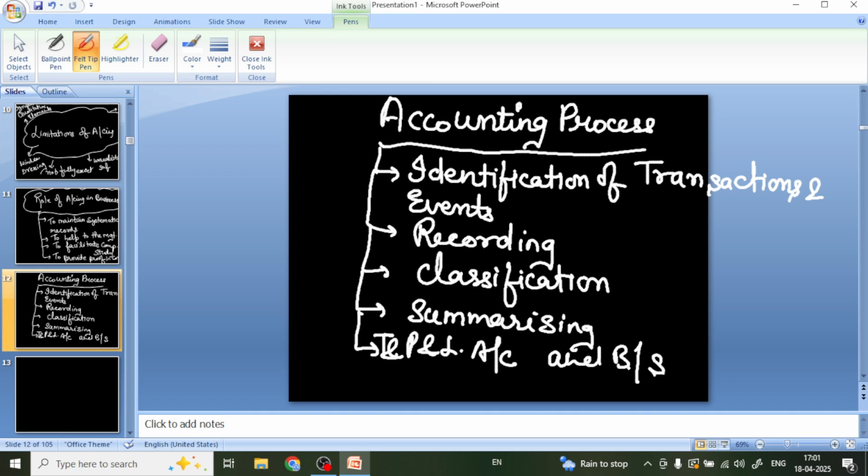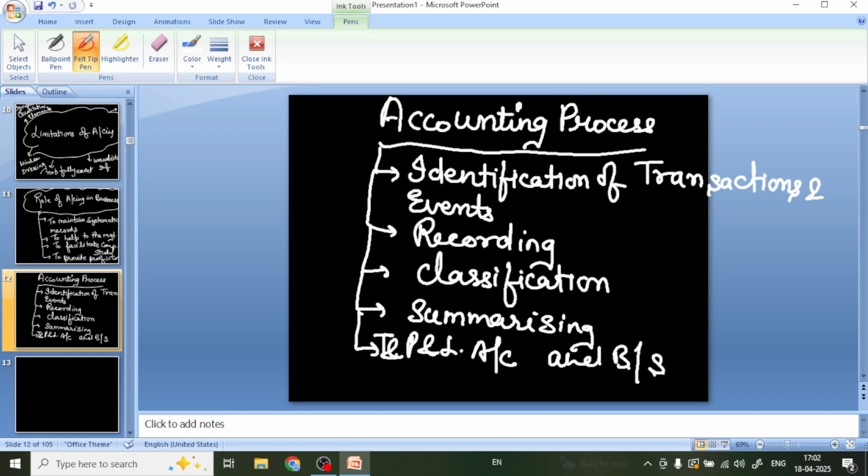You should keep in mind, in summarizing, we should prepare three accounts: trial balance, trading and profit and loss account, then balance sheet. And in financial transactions and events, we will prepare journal, cash book, purchase book, sales book, purchase return book, sales return book, bills payable book, bills receivable book, and journal proper, etc. And in classifying, we post all the entries from the journal to the ledger.